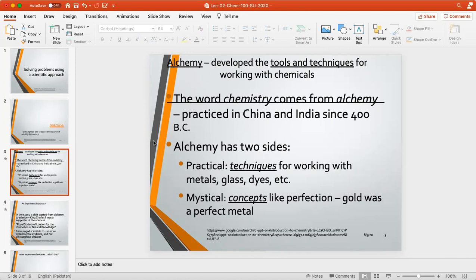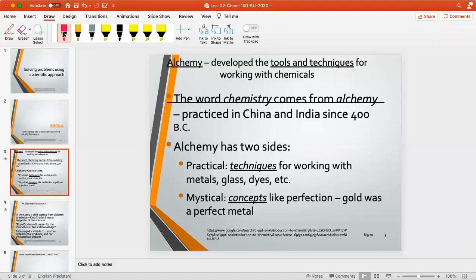Alchemy developed the tools and techniques for working with chemicals. Purely when you are working with chemicals, you can use the terminology alchemy. The word chemistry actually comes from alchemy. Okay, let me get my pen. Red color is okay. So this is the chemistry word. This chemistry actually comes from the word alchemy. And you know that alchemy is the tools and techniques for working with chemicals.